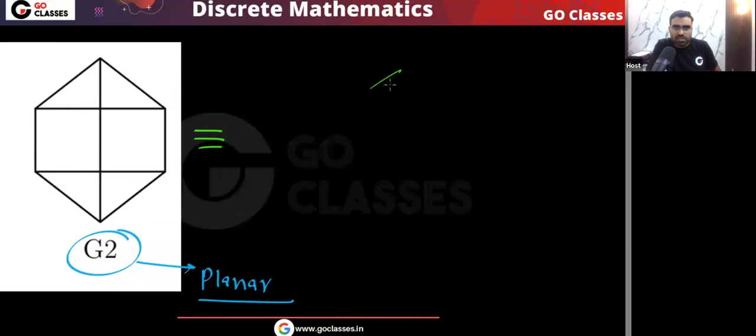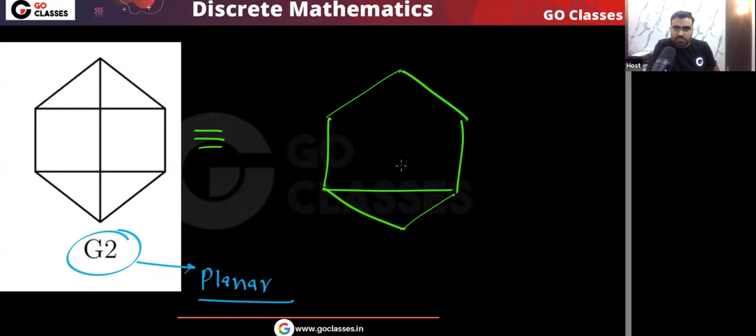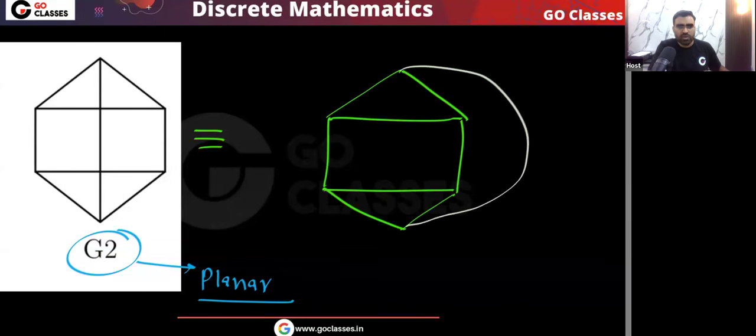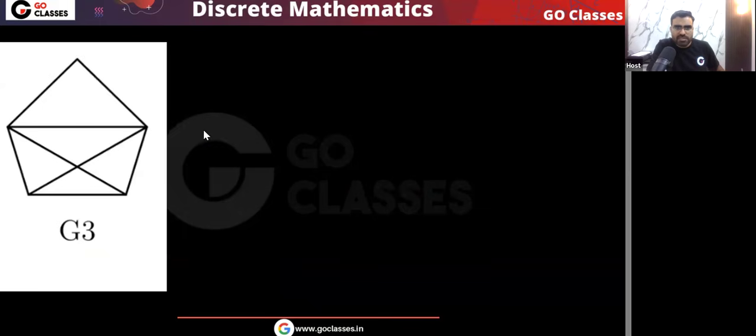Okay, see what I can do. This is what we can do. Here this edge I can put here like this. Do you agree with me? So you can see, yes, this is a planar graph because I can represent this graph without edge crossing. Tell me about this graph. Is this graph a planar graph? Again, the answer is yes.